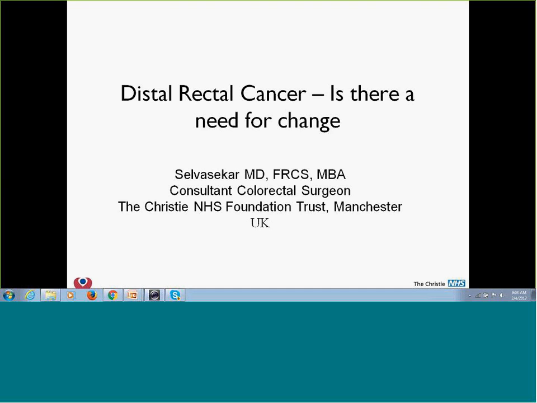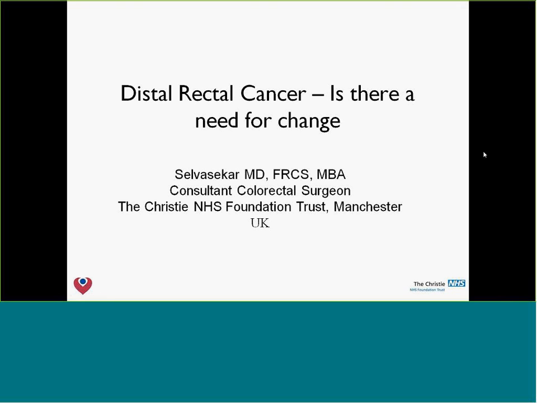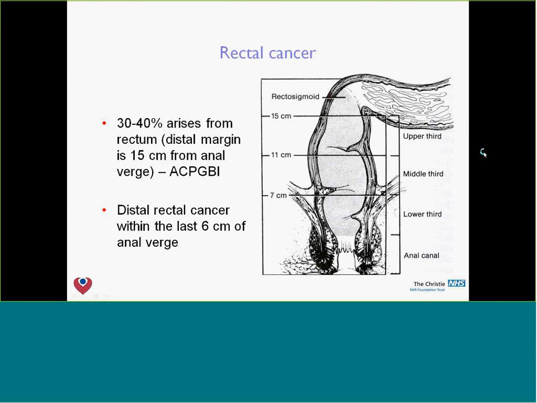So what we know is about 1/3 of the colorectal cancers arise from the rectum. When we say rectum, it is defined by the Association of Coloproctology of Great Britain and Ireland as the distal margin of the cancer within 15 centimeters of the anal verge. So if you take the anal verge, we do a rigid sigmoidoscopy. If the tumor's distal margin is within 15 centimeters, then it's a rectal cancer. Beyond, it is a colon cancer.